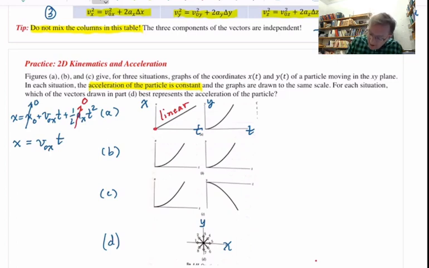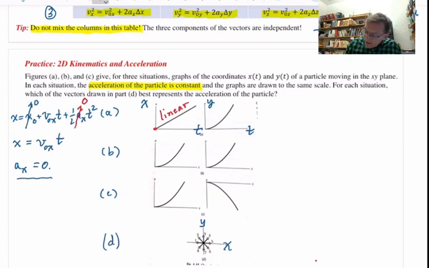Well, if a sub x is 0, let's mark that down, because now I know what the x acceleration of particle A is. It's 0. I can deduce that from the fact that x versus t is linear. All right? So I figured out what a sub x is in situation A. It's 0. Now let's look at the y t graph in situation A.